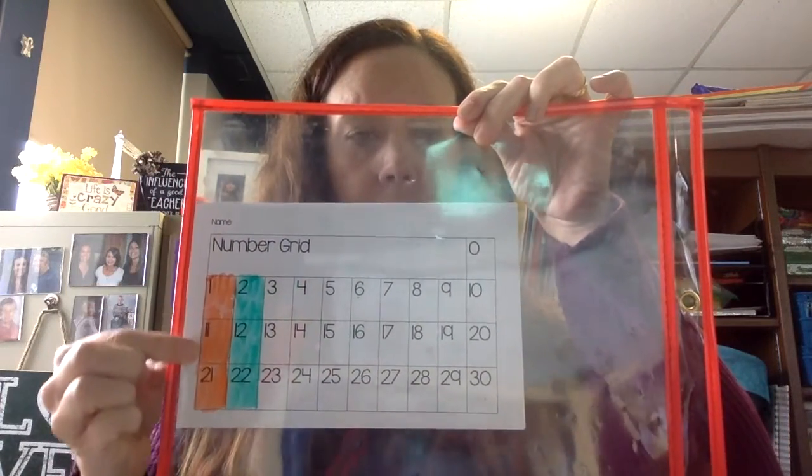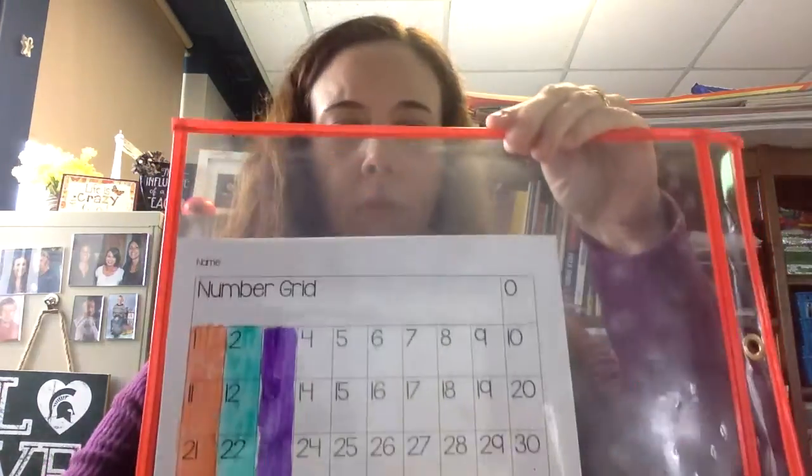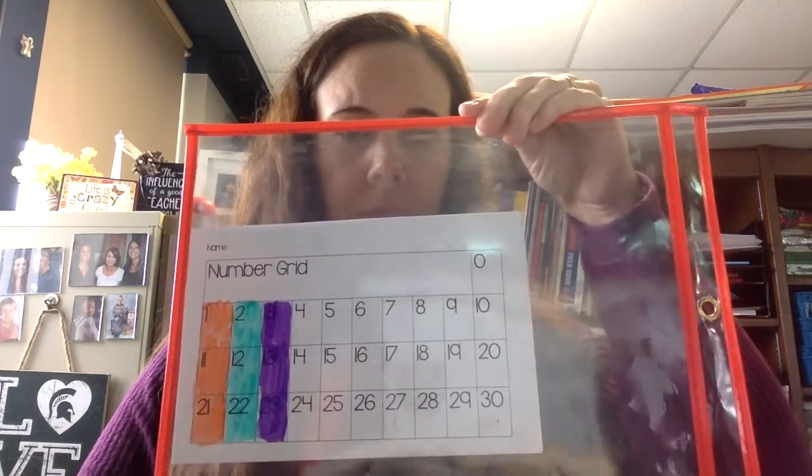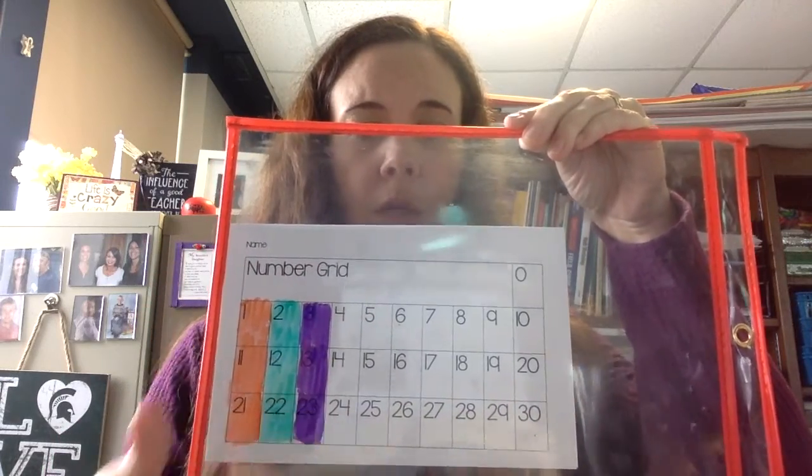All right, so now I have all the numbers that end with 1 orange, and all the numbers that end with 2 green. Now I'm going to pick purple, and I'm going to color the column where they all end with a 3 purple. 3, 13, 23. Like that. All right, next I want to look at the column that all end in 4. 4, 14, 24. Got a new color. I've got red. And I'm going to color those boxes all red.